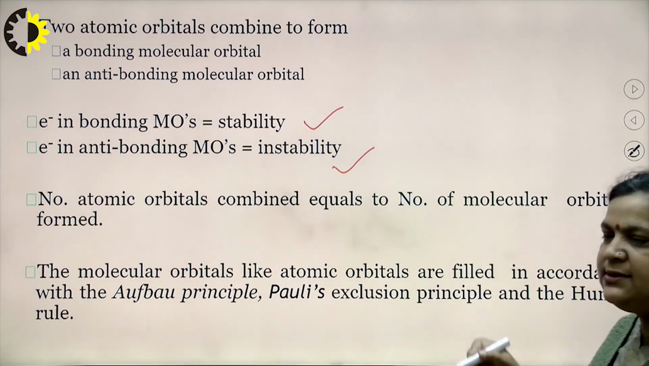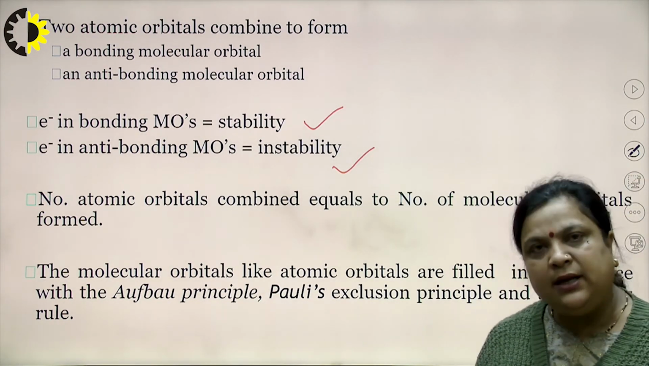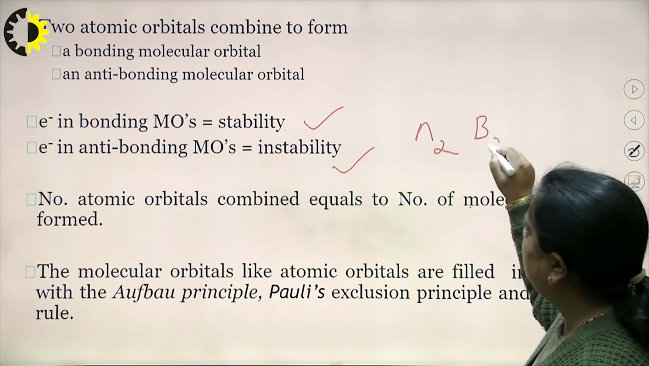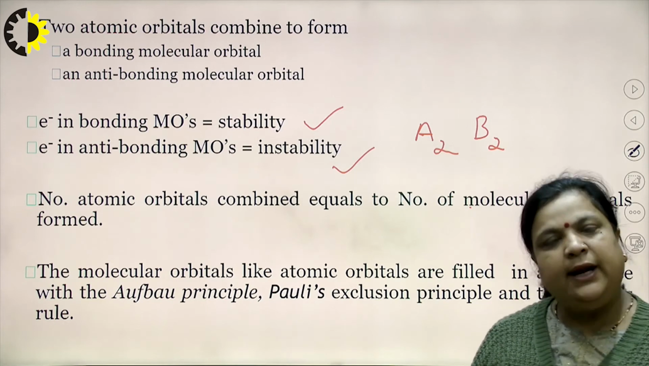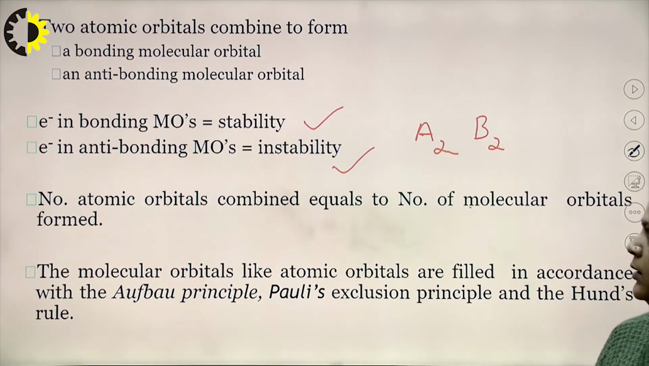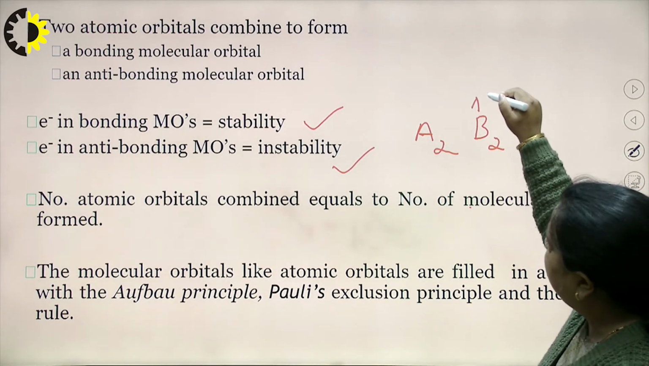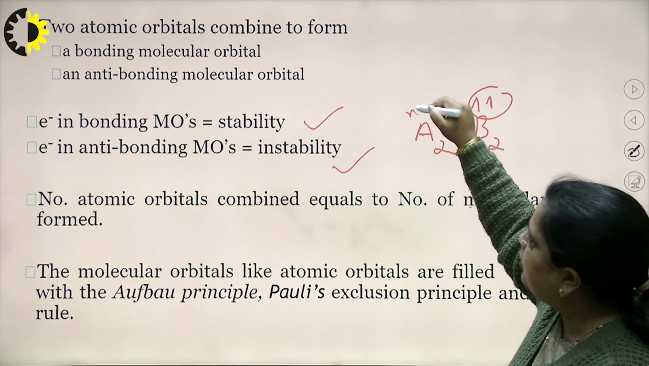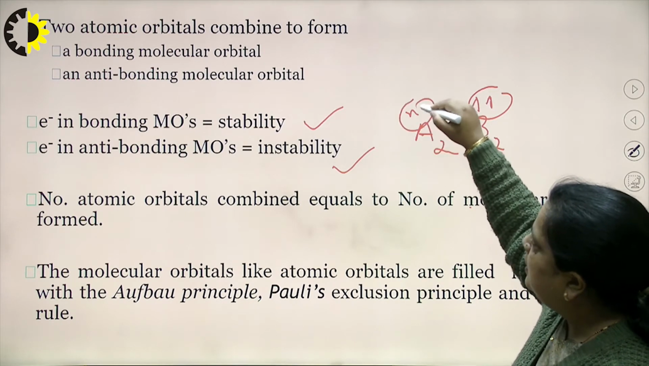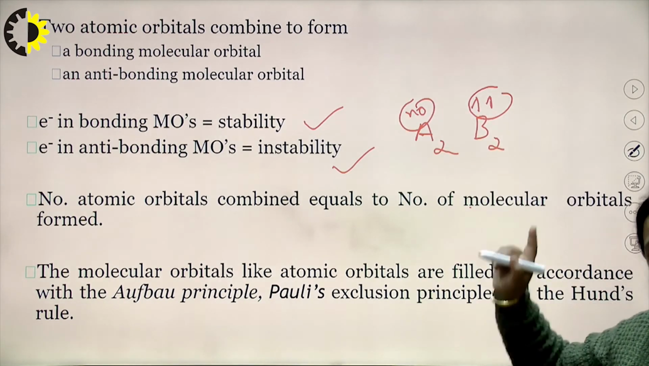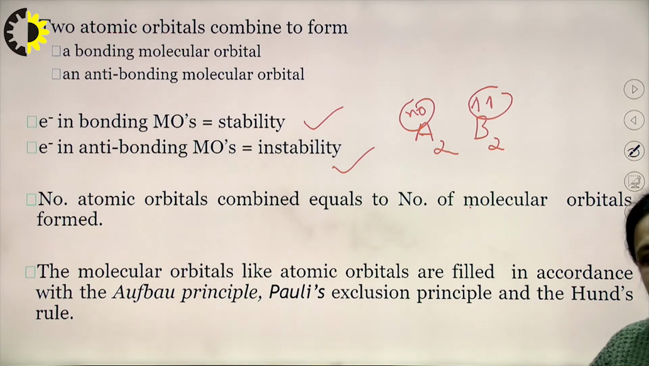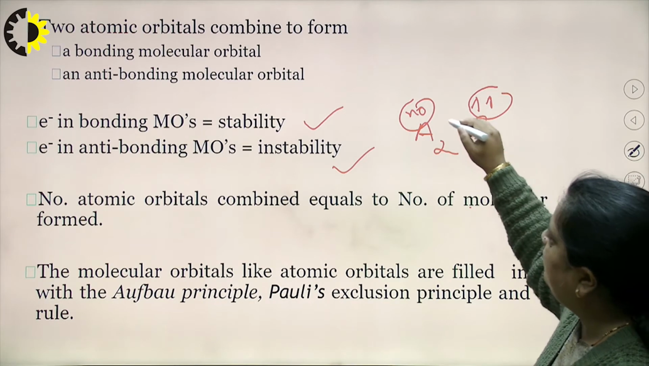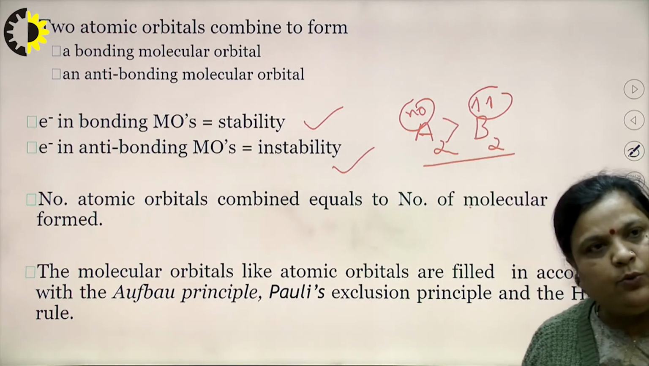Suppose after this, in the diagram, the question is to find the stability of A2 or B2. Then we check the electrons present in the antibonding molecular orbital. Suppose in B2 there are 2 electrons in the antibonding molecular orbital, while in A2 there are no electrons in the antibonding molecular orbital, and we know that antibonding electrons lead towards destabilization. So, the stability of B2 will be less than the stability of A2.